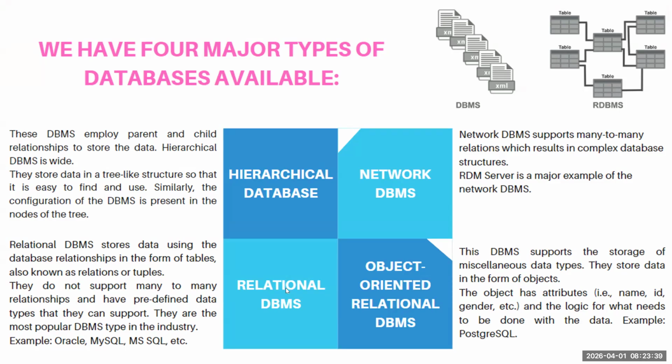Just now we discussed the relational database management system and the object-oriented relational database management system. What is meant by hierarchical level? This database employs a parent and child chain relationship. How can I explain it in simple layman terms? There will be one file created.